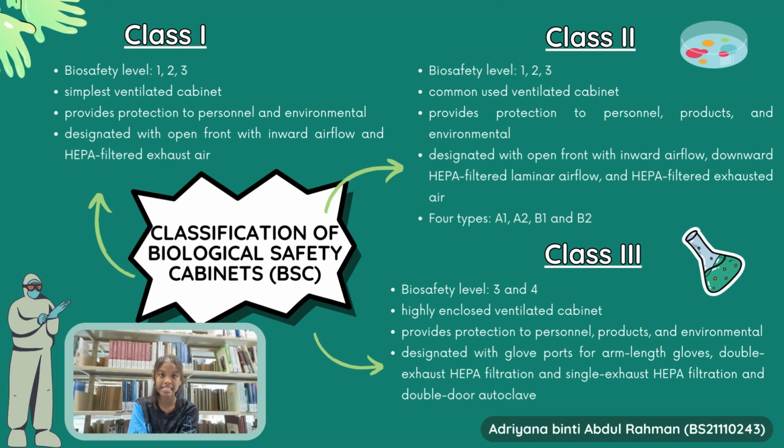Lastly, Class 3 BSC is a highly enclosed ventilated cabinet, and it is used for containment procedures involving biosafety level 3 and 4. This is because it provides protection to three subjects, which are personnel, products, and environment. It is designed with glove ports for arm-length gloves, double exhaust HEPA filtration and single exhaust HEPA filtration, and a double door autoclave. As I mentioned the features, it is clearly shown that the cabinet is completely enclosed and offers high protection to those three subjects when compared to Class 1 and Class 2.